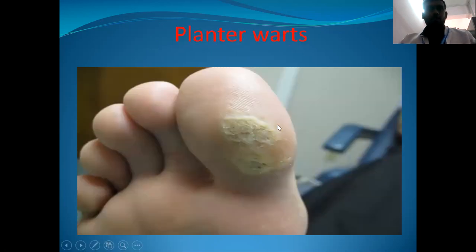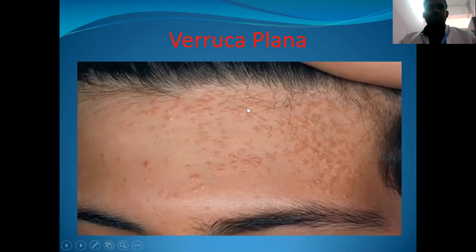This is again an example of a plantar wart. Here we can much more clearly see multiple thrombosed vessels appearing black. If we put lateral pressure on this particular wart, it will be very painful. These are flat warts. Here we can see flat-topped, skin-colored papules located predominantly on the forehead. Whenever verruca plana or flat warts appear, they appear in huge numbers.